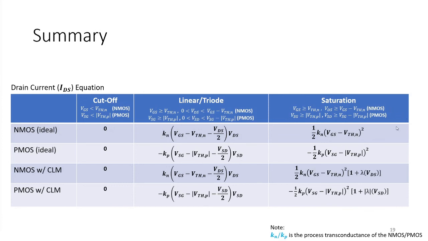And for the saturation region, the voltage across VDS or VSD for the PMOS is greater than the saturation voltage. If we are considering ideal NMOS or PMOS transistors, the current is constant. But if we consider channel length modulation, as you can see, we have a channel length modulation parameter.